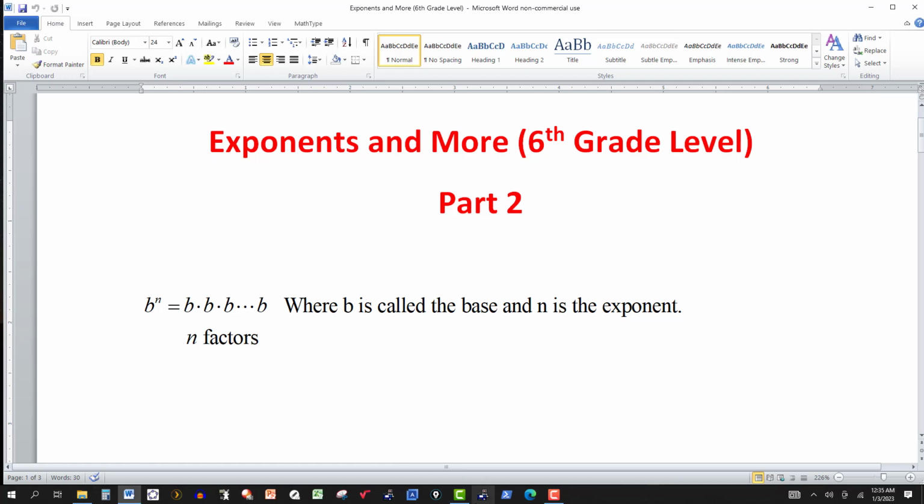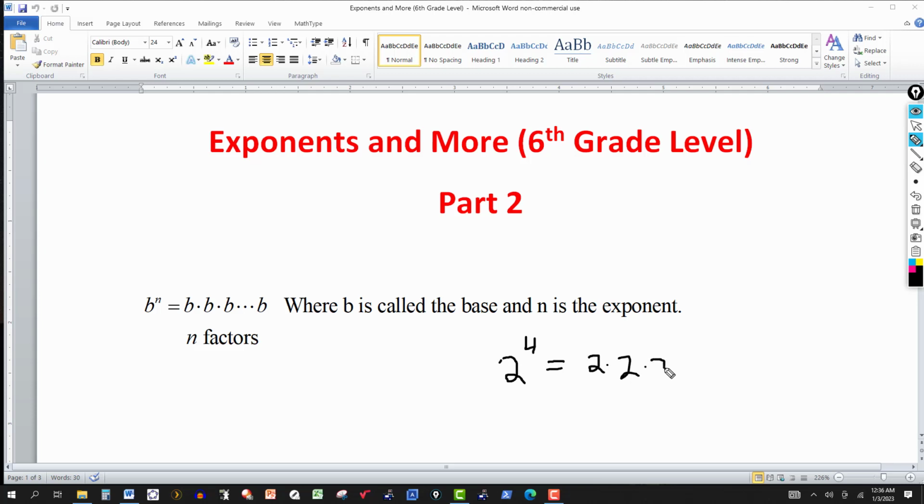So a few things to go over. We'll expand on some of the things we did in part 1. So let's just review. If I have a base of 2 and an exponent of 4, this means that the base is taken as a factor 4 times. So this will be 2 times 2 times 2 times 2. Just multiply 2 at a time. So 2 times 2 is 4, 2 times 2 is 4, and then multiply those out. 4 times 4 is 16.